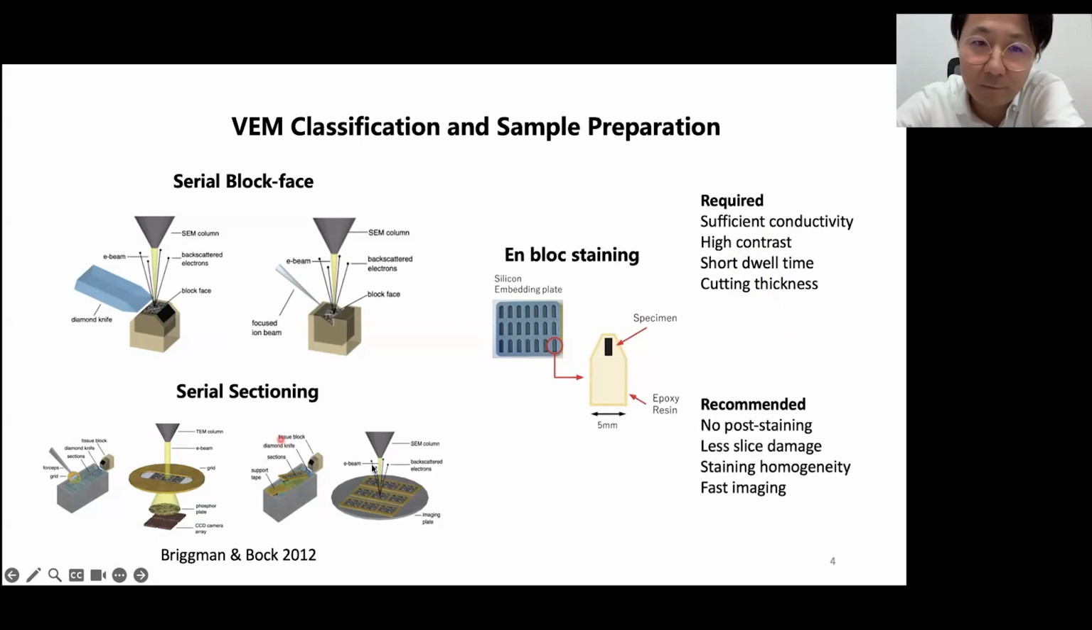For the other type of microscope, serial sectioning art, en bloc staining is also recommended because in principle, they can cut the slice and then do post-staining. But if you have a perfect sample, they don't need to do the post-staining anymore, and that will reduce the chance of the slice being damaged, avoid staining heterogeneity, and it can also accelerate the imaging.